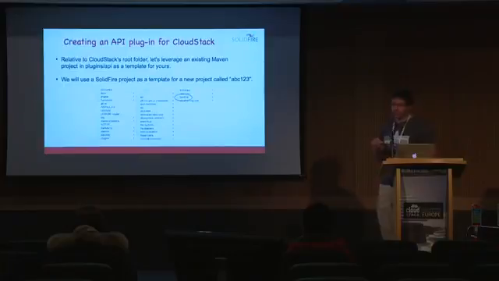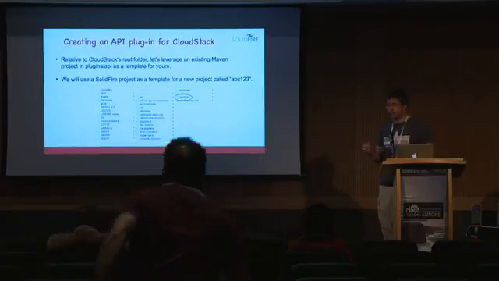So, step one here, to make this as easy as possible, is to take an existing API plugin, copy it, and make modifications to it. And we'll see how the plugin architecture is designed in CloudStack in the meanwhile.